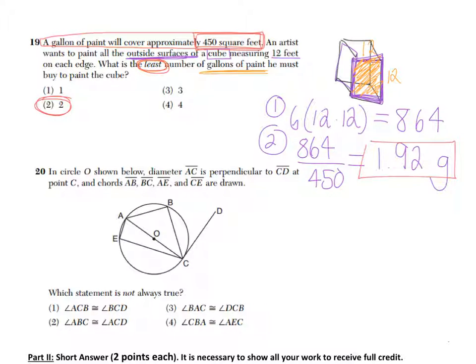Number 20, says in circle O shown below, we have a diameter AC, and it's perpendicular. Remember, we know perpendicular lines make right angles to CD. We have a bunch of chords drawn in. It says, which of the following is not always true? So again, go through it one at a time and figure out which ones are true, which is the one that's not true. So I'm going to outline them just like I did before.